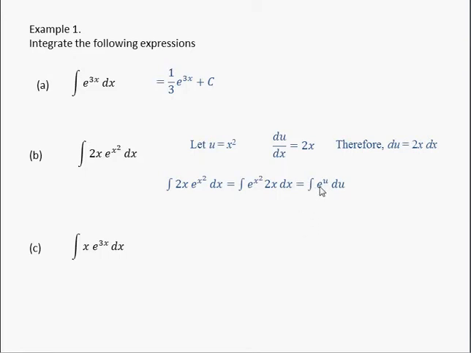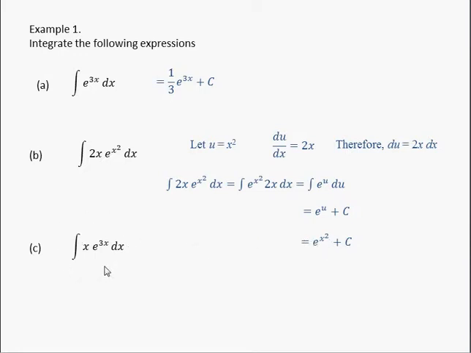Okay, now integrating with respect to u, e to the u is just e to the u plus c. And then we don't leave it like that, we finish it off, put the u back in. So e to the x squared plus c is the answer.